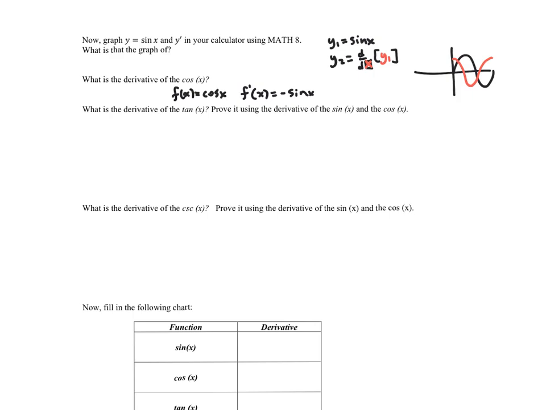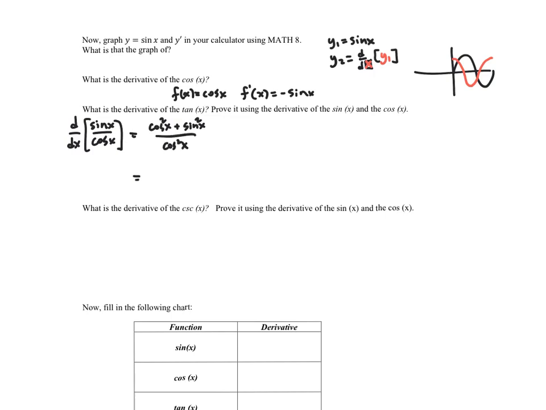Okay, so what is the derivative of tangent x? Well, tangent x is really sine of x over cosine of x. So what would happen if I took the derivative of sine x over cosine x? Well, I'd use the quotient rule. So that would be the low function times the derivative of the upper function. Derivative of sine x is cosine x, so I get cosine squared, minus the upper function times the derivative of the lower function, which is negative sine x. So I get minus a negative sine squared x, over the lower function squared.